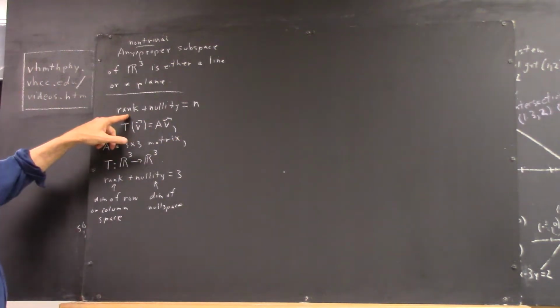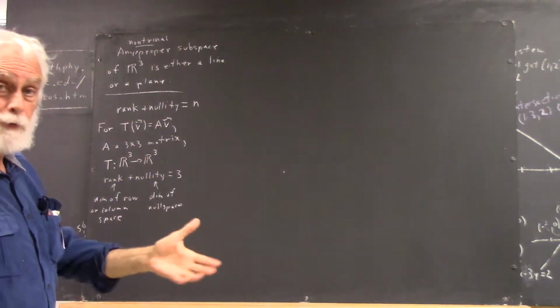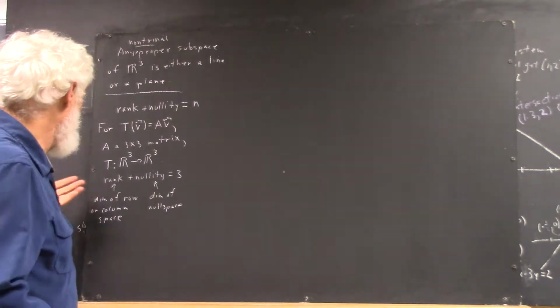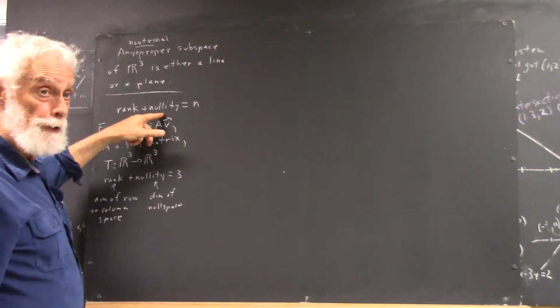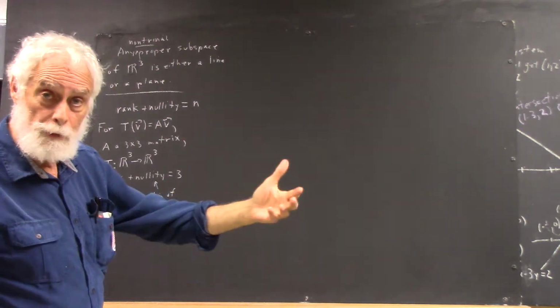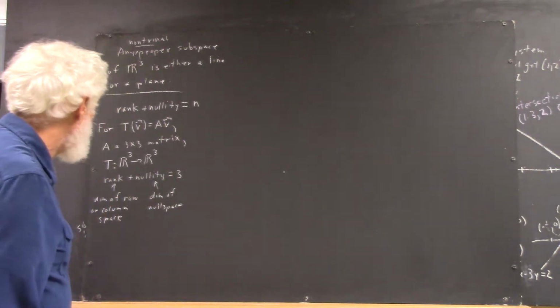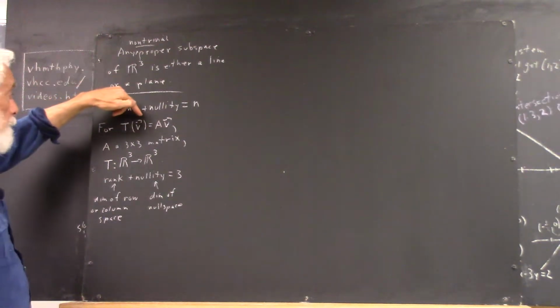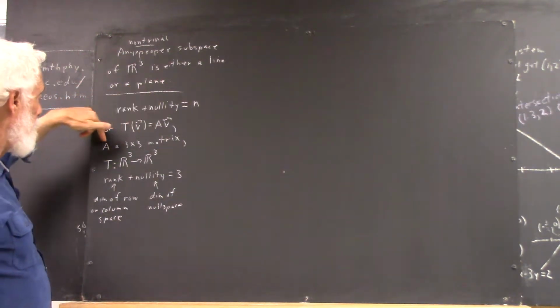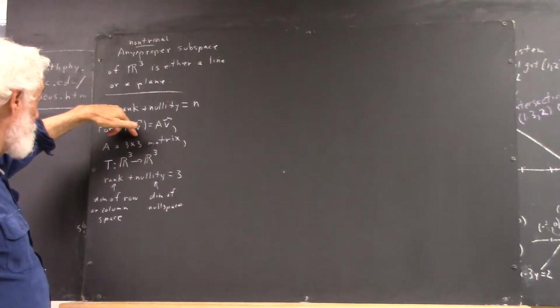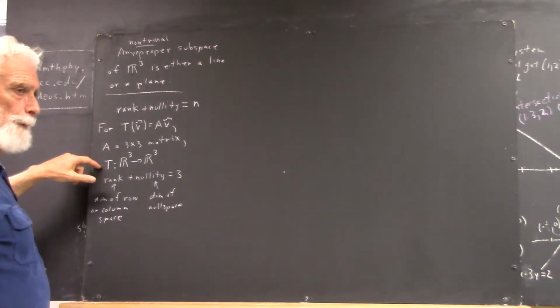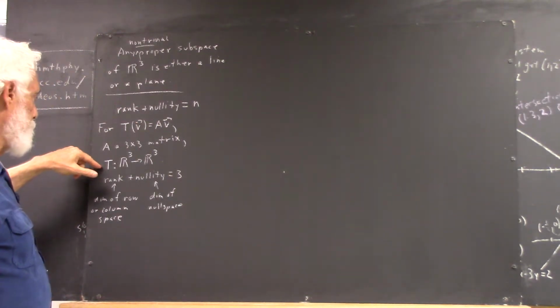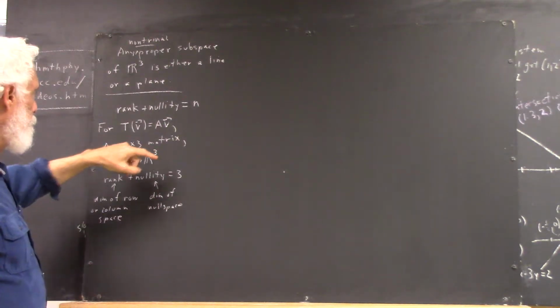What's rank? Rank is the dimension of your row space, which is also the same as the dimension of your column space. The nullity is the dimension of your kernel or null space. So if you have a transformation T of v equals Av, where A is a 3 by 3 matrix, then that transformation can be taken as a transformation from R3 to R3.